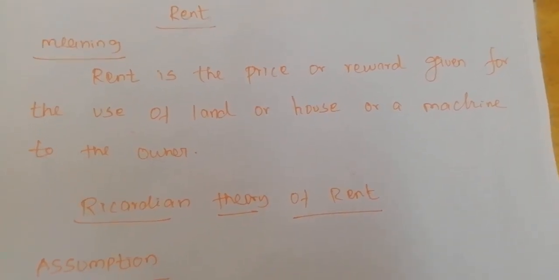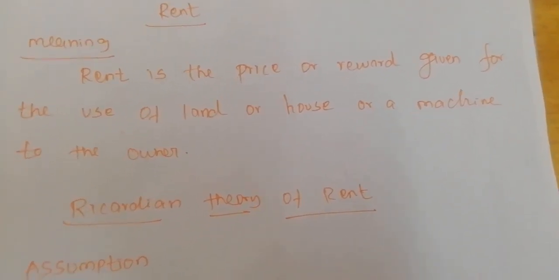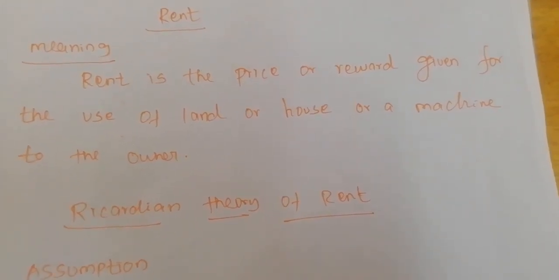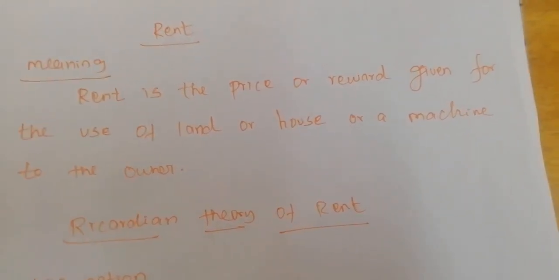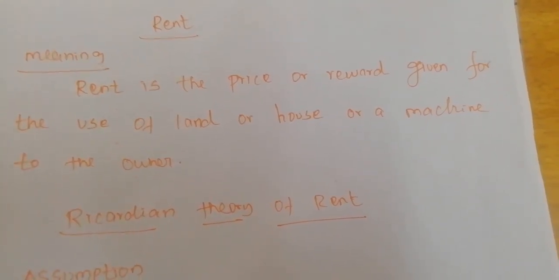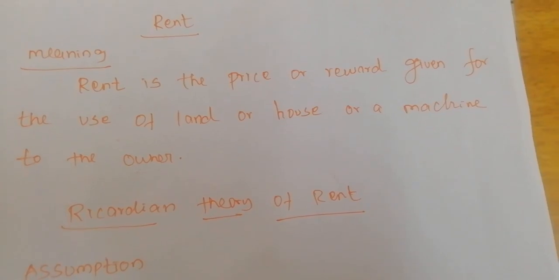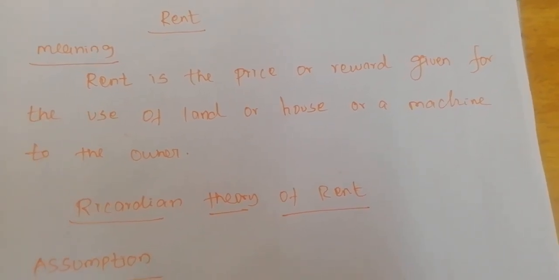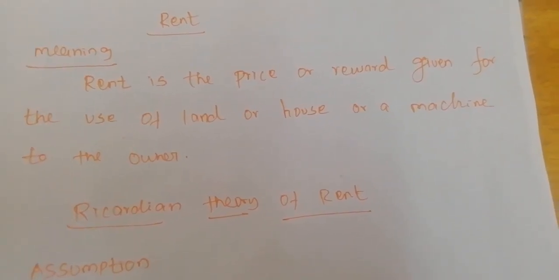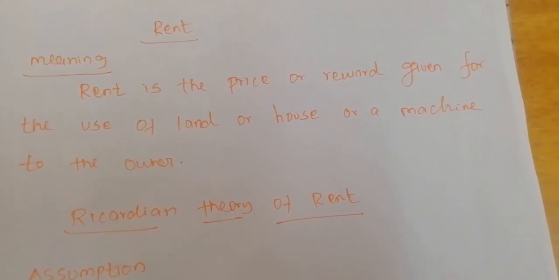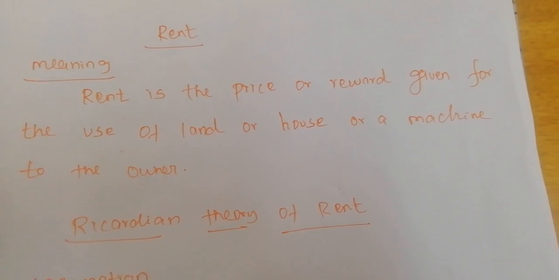Normally, if any owner or producer wants to produce any goods, he must use the land or house or a machine. When he is using these factors, these land or machines, he must give some reward to the land or house or machines. So the reward given for the use of land only is called rent.